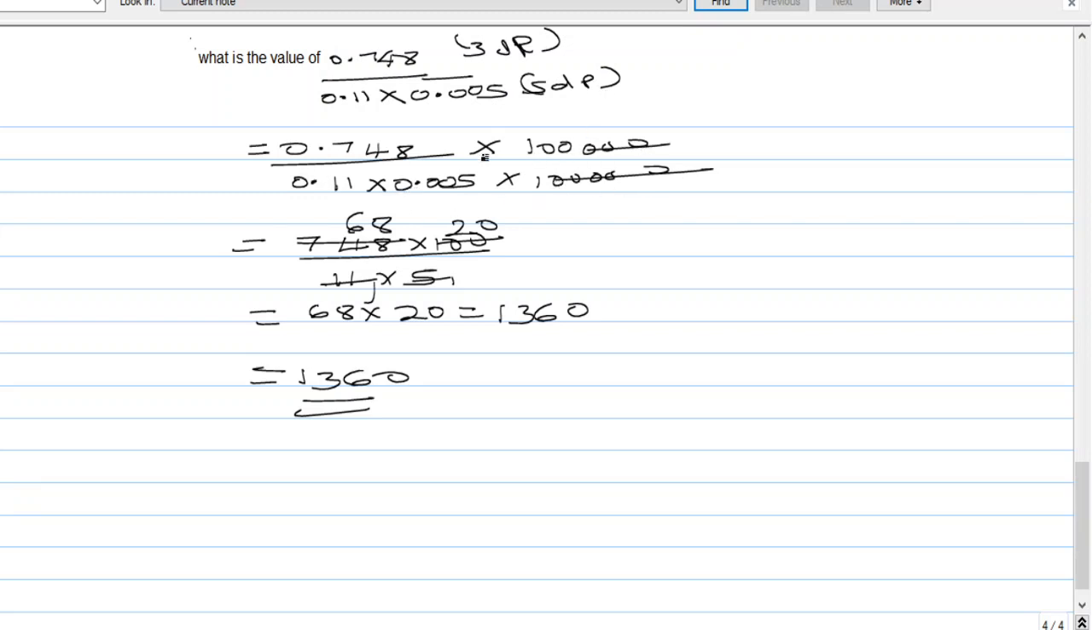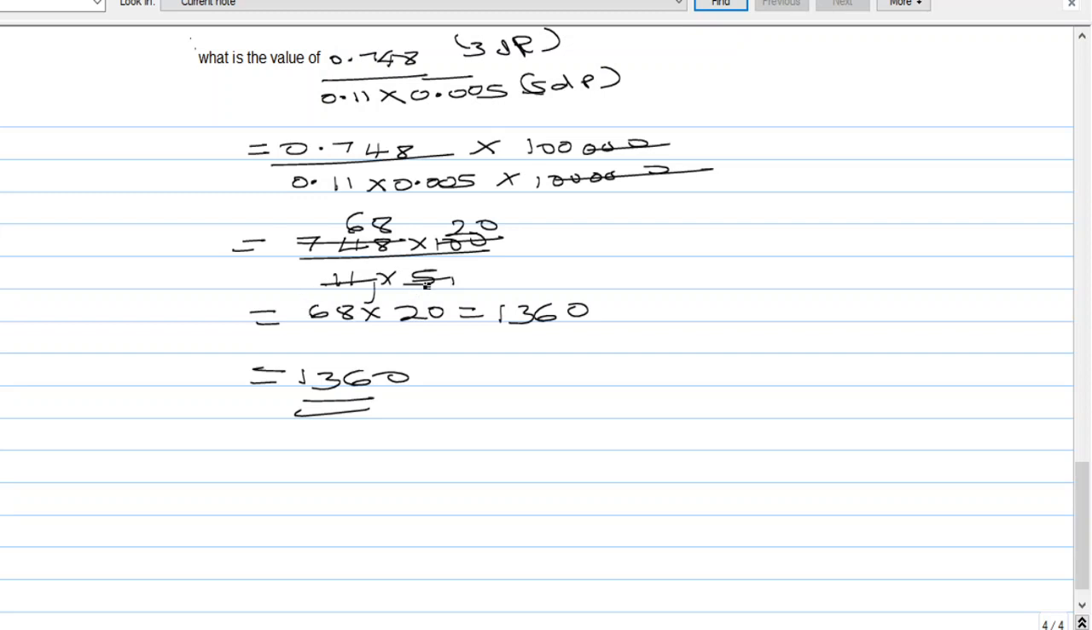When you multiply the numerator, because of the 3 decimal places, we are going to be left with 748 times 100, the one that remains after removing the decimal places. In the denominator, because we have 5 decimal places, all of the decimal places will go and we will be left with 11 times 5.